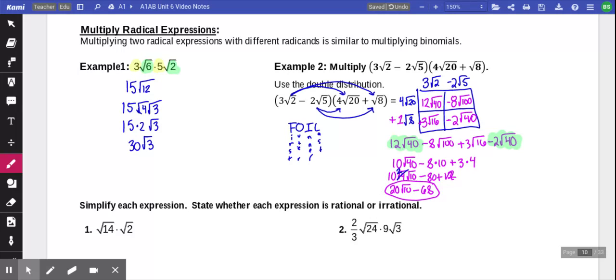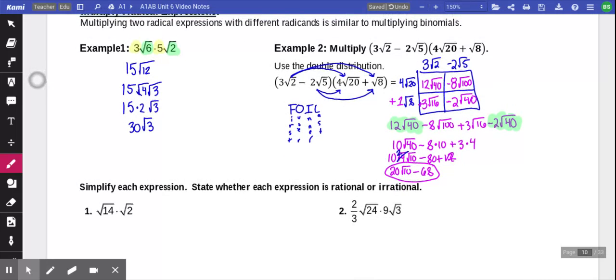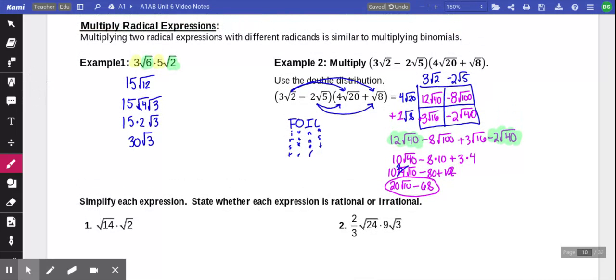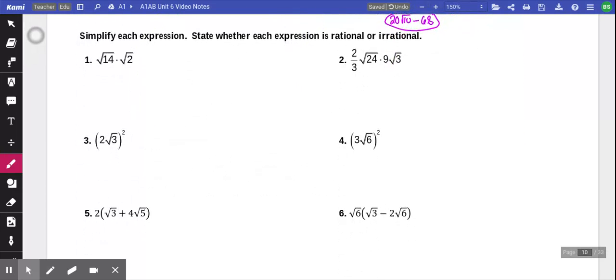All right, let's do a few of these, and then we'll state whether they're rational or irrational. Remember, a review from our first lesson in this unit was that any radical expression will be rational if we can simplify and get rid of the radical. If we can simplify completely and cannot get rid of the radical, then it would be irrational.